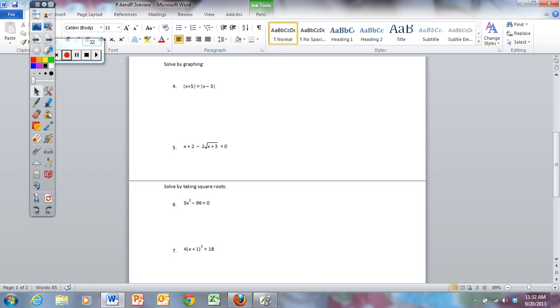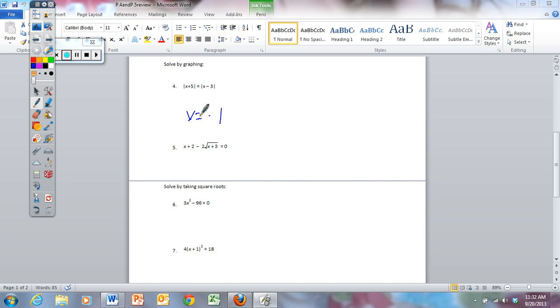My window is also still messed up from the scatter plot, so I'm going to go zoom 6 to get a 10 by 10 window. Now I can see that these two graphs cross in one place, so I'm going to go second trace to get the word calc. Intersect is choice 5, and I'm going to push enter 3 times. That gives me an intersection of x equals -1. Now, y equals 4, but think about what that means.